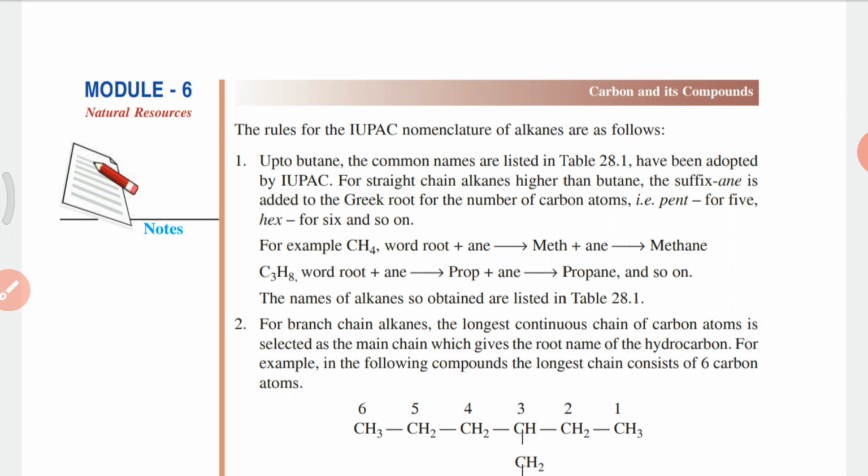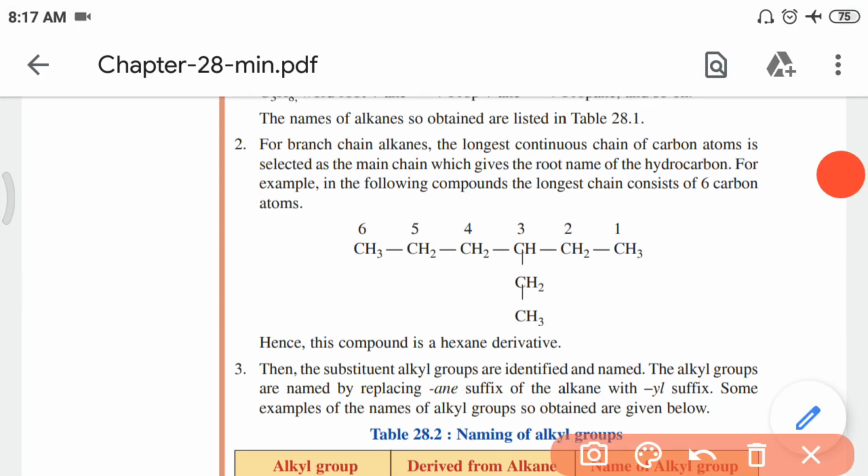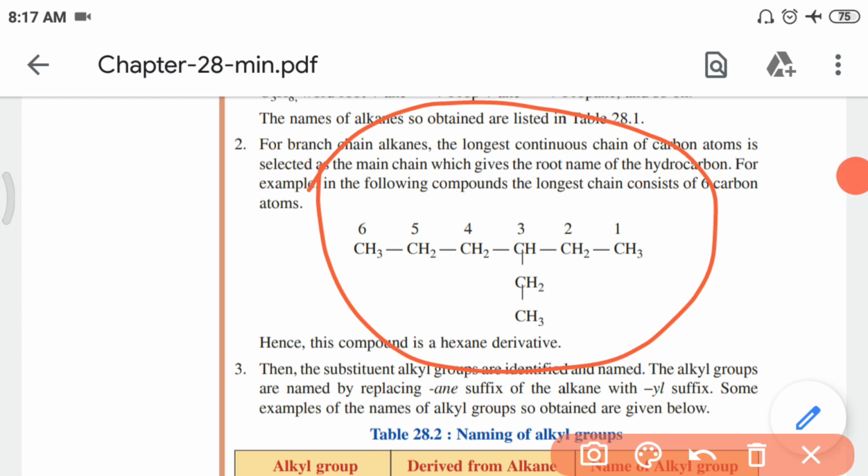For branched chain alkanes, you can see the example here. It is a carbon compound which contains 6 carbon atoms. So we can give its name as hexane, but it has an alkyl group attached to it: 2 carbon atoms attached to the third carbon atom. So it is a hexane derivative.